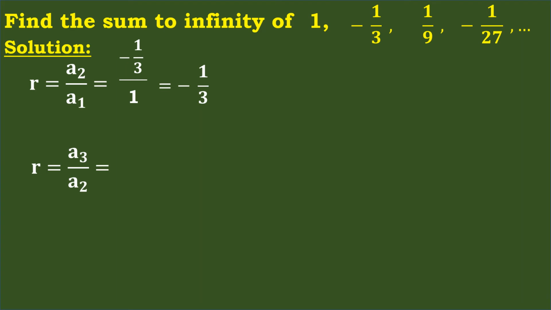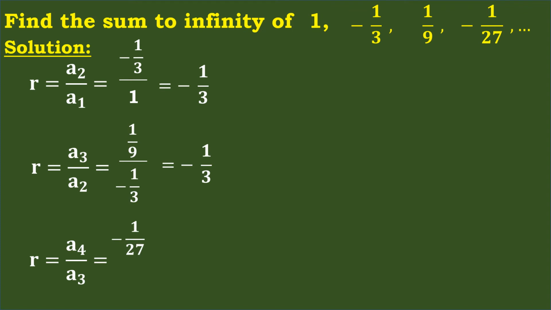Next, divide the third term by the second term. Ano yung third term natin? 1 over 9 divided by negative 1/3 is equals to negative 1/3. Divide the fourth term by the third term. Ano yung fourth term natin? Negative 1 over 27 divided by 1 over 9 equals negative 1/3. The common ratio is negative 1/3.